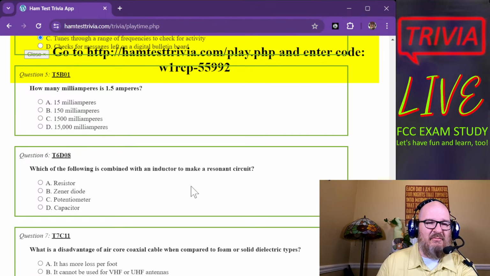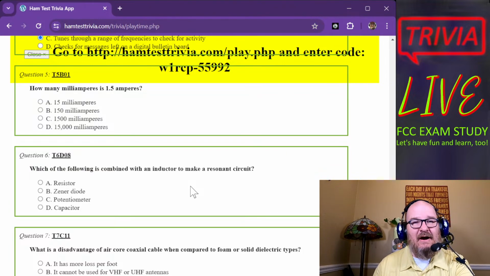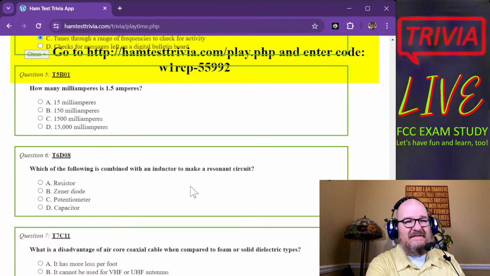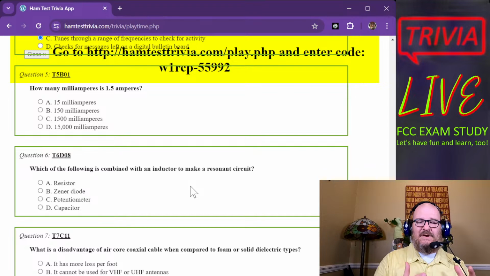Okay, so here's a math problem. How many milliamps or milliamperes is 1.5 amperes? Now I'm teaching this right now in one of my classes, and milli is really telling you that if you're going to go to milliamps from amps, it's a multiplication and a division. But the division part is hidden in the word milli. Milli sort of means divide by 1,000. So to get milliamperes from amperes, you have to multiply by 1,000.